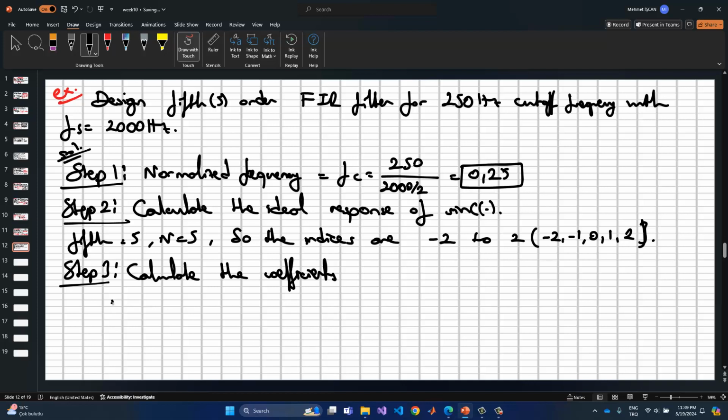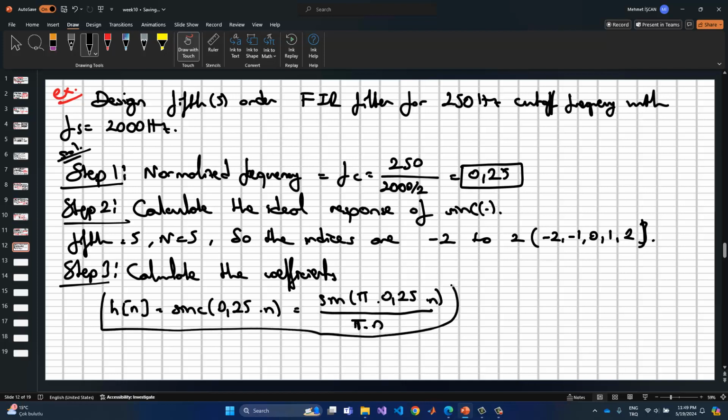which means that h[n] should be built with what? The sinc of 0.25, which equals sin(pi times 0.25 times n) divided by pi times n. These are the filter function for a given sampling rate and cutoff frequency.